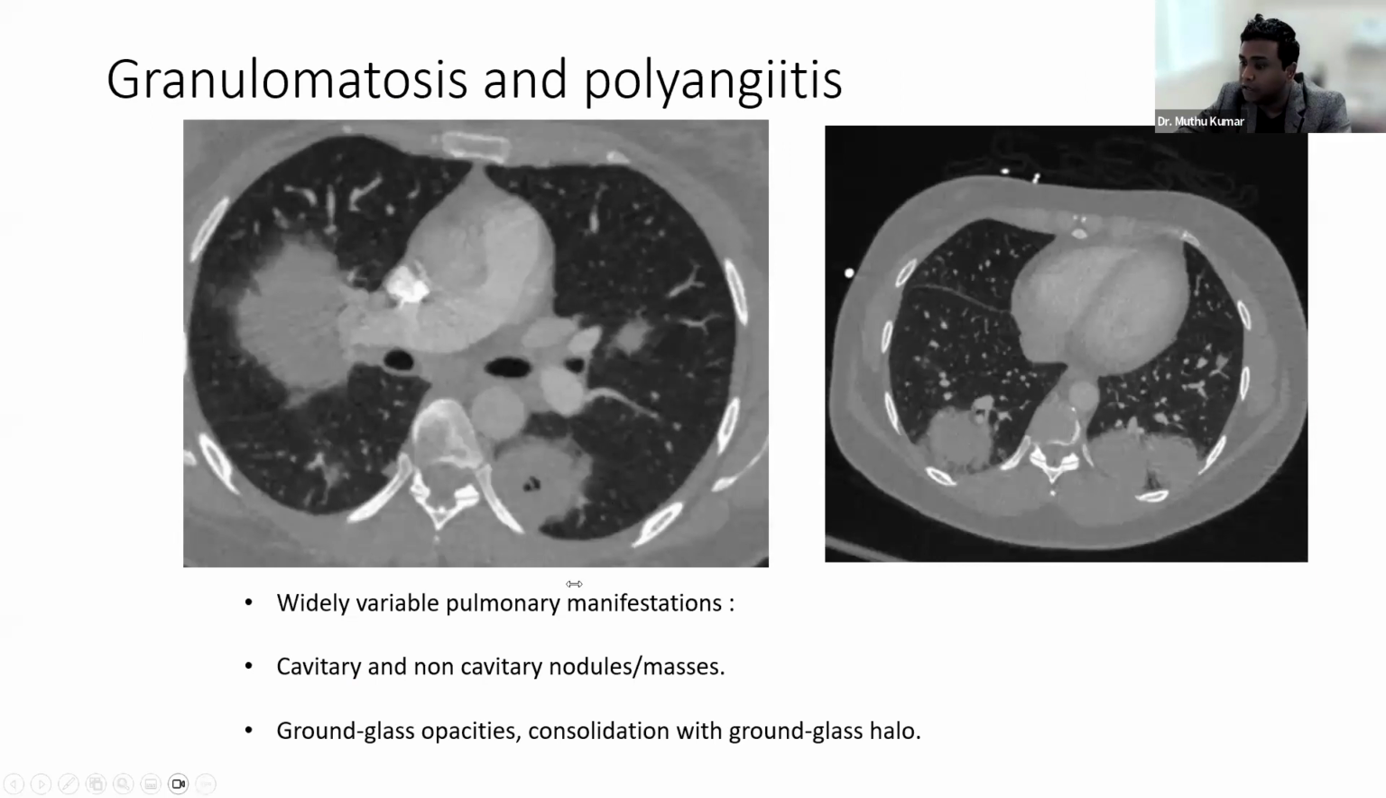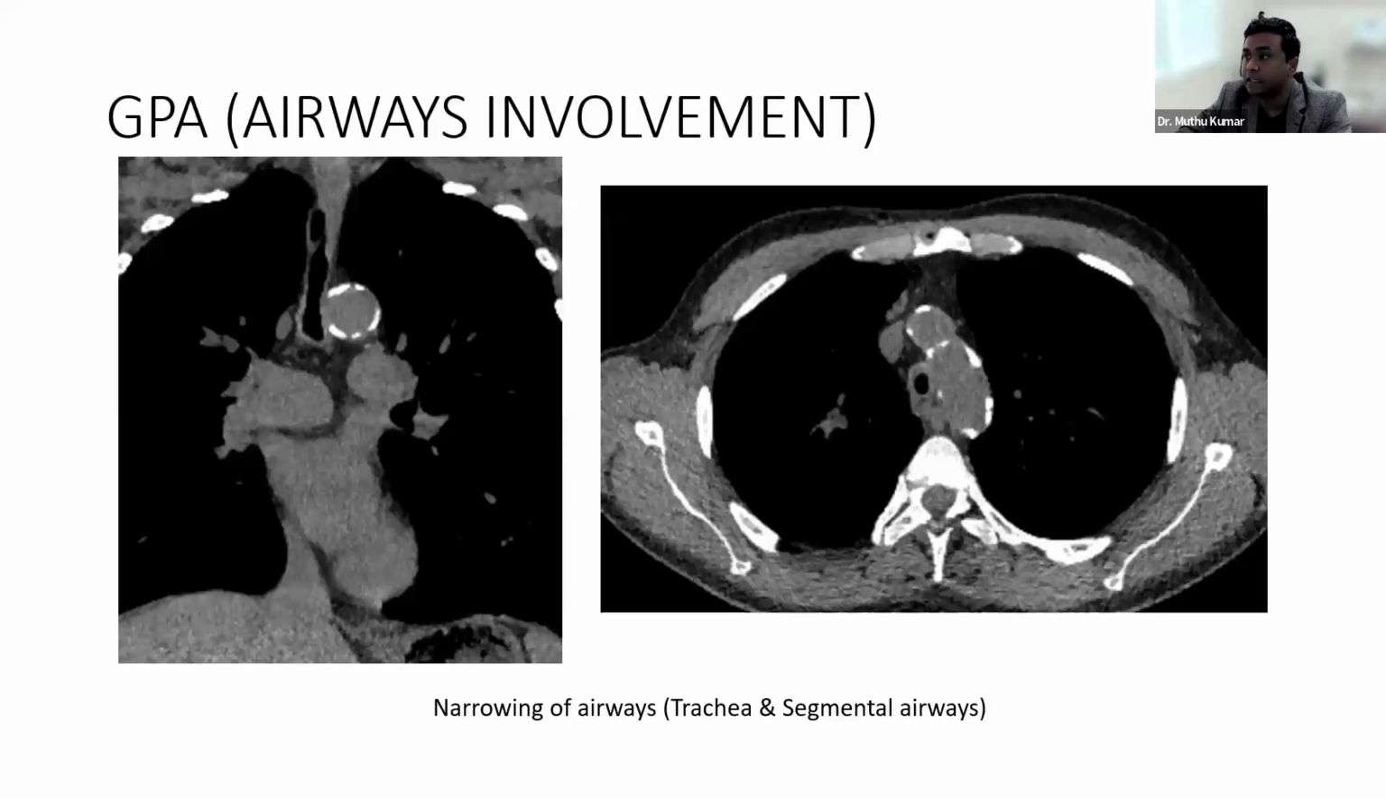And while the findings are widely variable, the presence of cavitary and non-cavitary nodules or masses and presence of ground glass opacities, consolidation with ground glass halo, when you check on these kinds of findings, you have to tick it off as granulomatosis with polyangiitis.